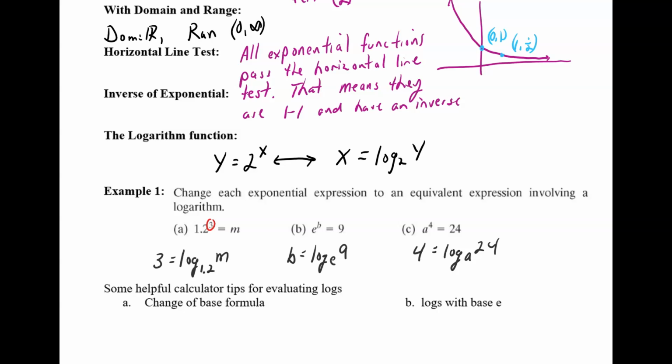Now, what would be really helpful here is we could actually evaluate some of these that have numbers. Like, for example, the second one, part b here. These are both numbers. Log to the base e of 9 is just a number.